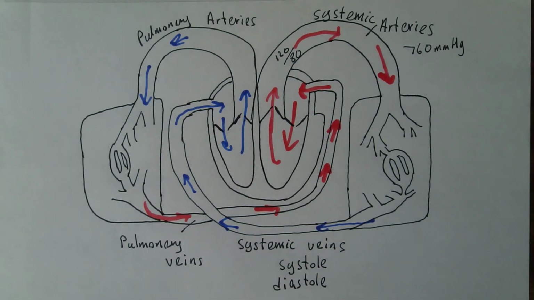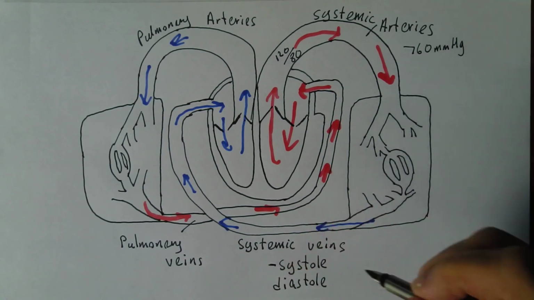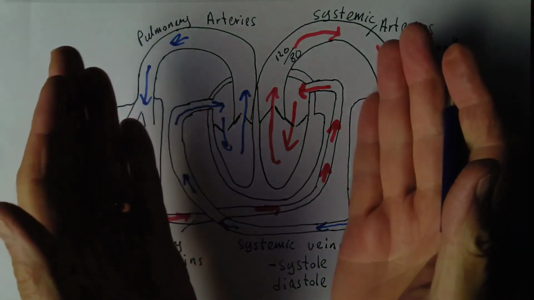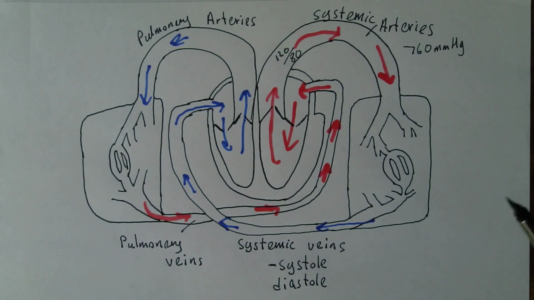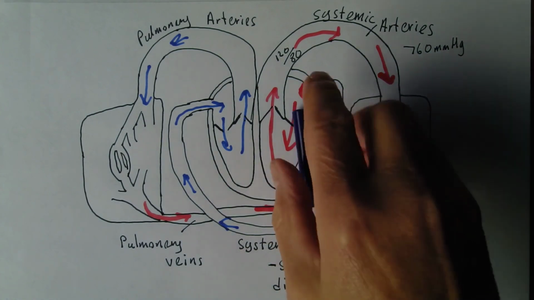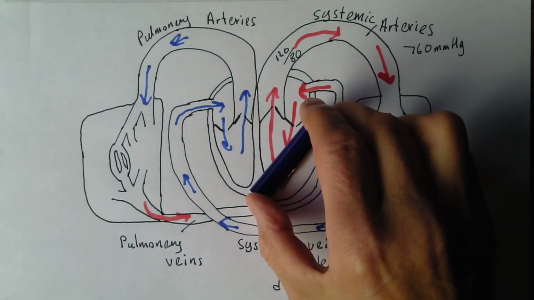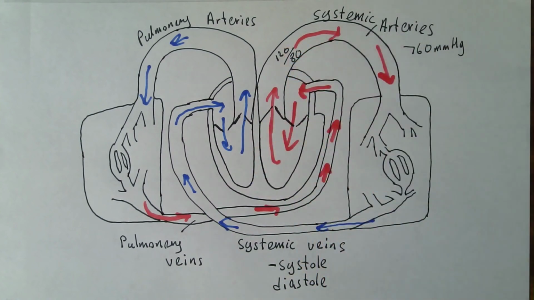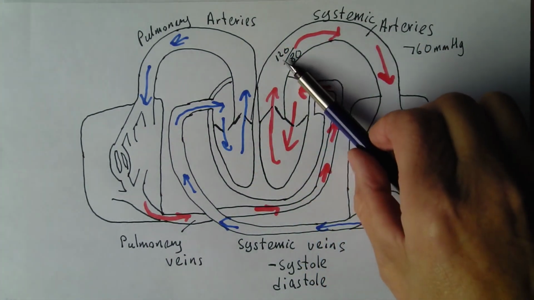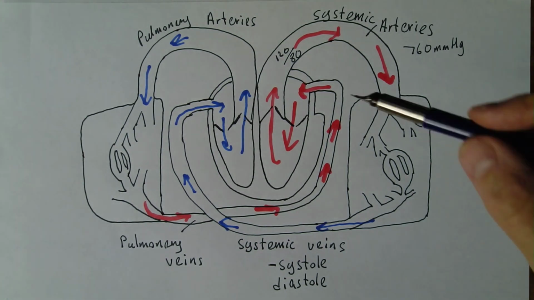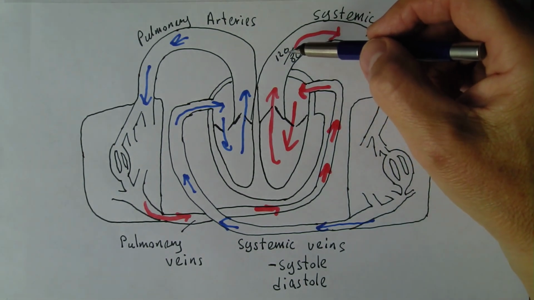And that's because there's systole and diastole. Now, systole is when the ventricle is contracting, or ventricular systole is when the ventricles are contracting. So as this ventricle contracts, it's going to increase the pressure of the blood in the ventricle, ejecting the blood into the systemic arteries. And that's going to generate a pressure of about 120 millimeters of mercury.